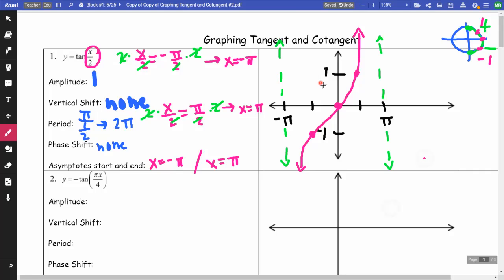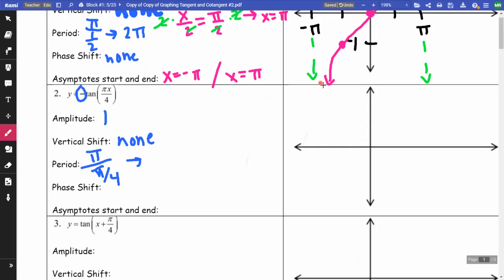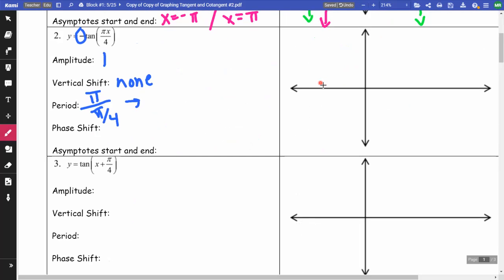Okay, on number 2. So my amplitude is 1. It's a negative, so it's going to flip. So I do need to pay attention to that. My vertical shift is none. My period is going to be pi divided by pi fourths. So when I do that math, let me move this so I can zoom in a little bit more. So when I do that math, I'm going to have pi times the reciprocal. And so those are going to cancel out. So my period is 4.